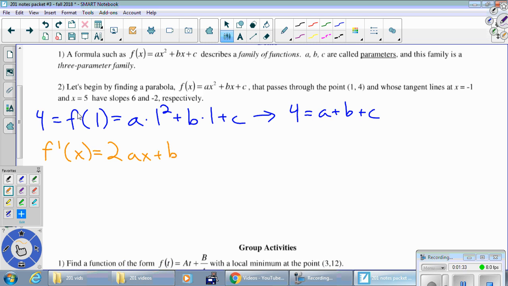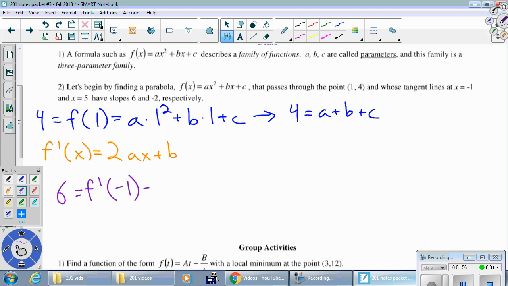And this derivative represents the slope of a tangent line at a generic x, but here they're saying something about the slope of the tangent line at x equals -1 and also at x equals 5. So let's see if we can use that information. On the one hand, they're telling us that at -1, the slope of the tangent line is 6. So therefore, f prime of -1 is 6.